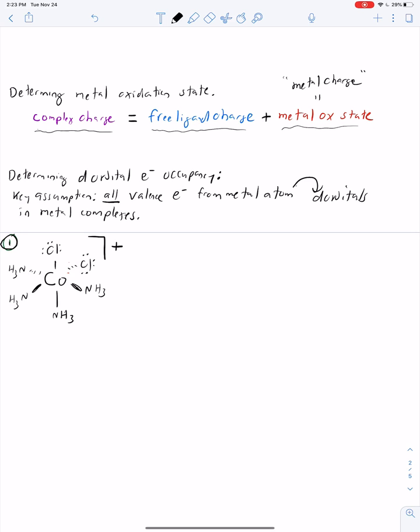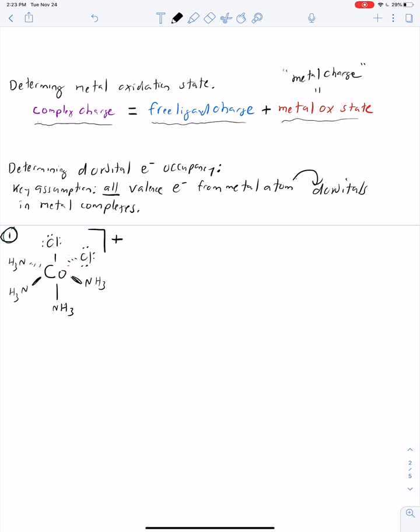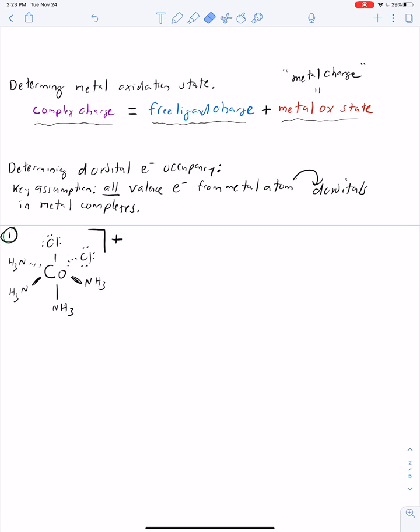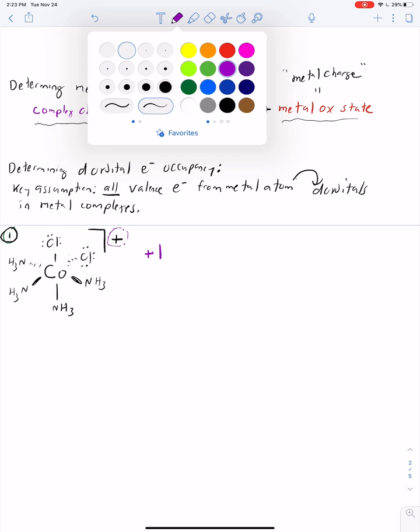So we have this cobalt complex. First, thinking about complex charge, what is the charge on this complex? That's the charge that sits outside the square brackets. The complex charge is equal to +1 in this case, because that's the overall charge of the full complex. We don't know how much of that +1 charge comes from the metal versus how much comes from the ligands, and so that's the other thing we need to figure out now.